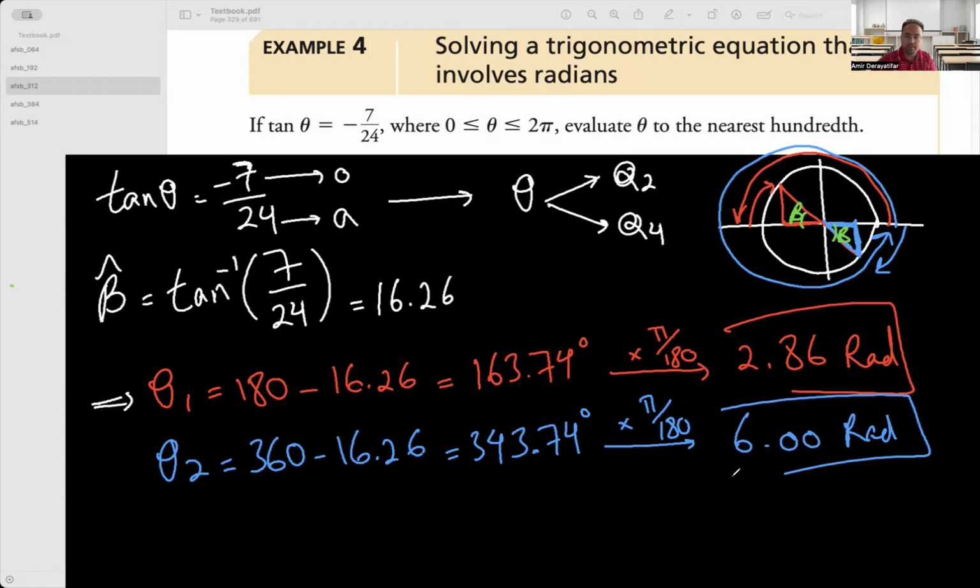And in order to figure out the related acute angle beta, which is the small angle that it makes with the x-axis, always the x-axis, doesn't matter if the angle is smaller or bigger, beta is always the angle that it makes with the x-axis. So in order to figure that out, you go tan inverse of the absolute value of the given number. So if it's negative 7 over 24, use positive 7 over 24. And then in quadrant 2, that would be 180 minus beta, and quadrant 4 would be 360 minus beta, and that's it. Okay.